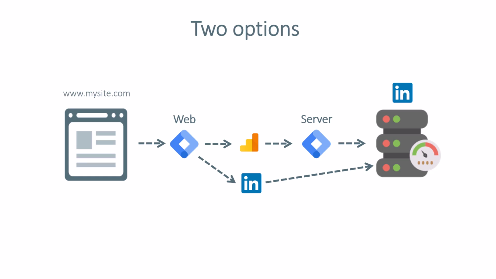But to have a slightly better accuracy, you might want to implement the second option where you have the LinkedIn tag in the web container and you're also sending data with server-side Google Tag Manager container.